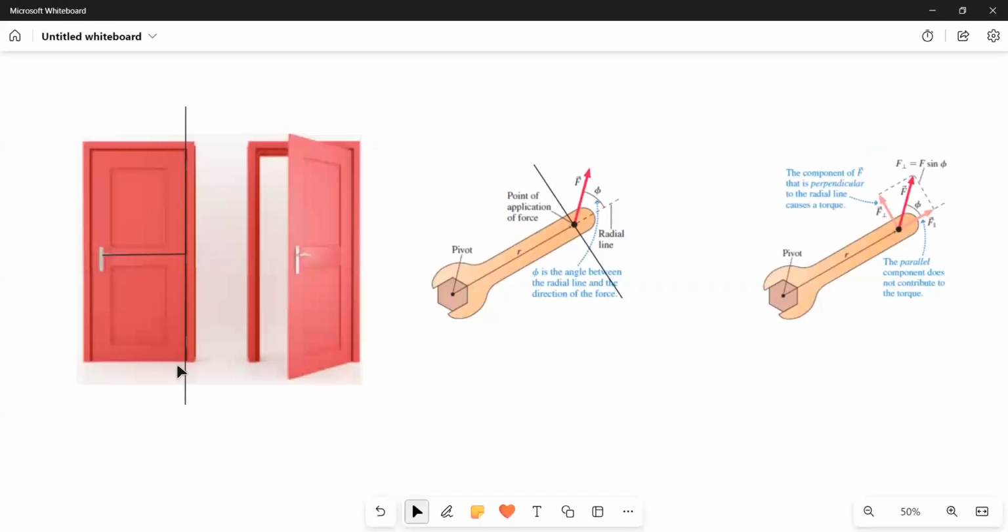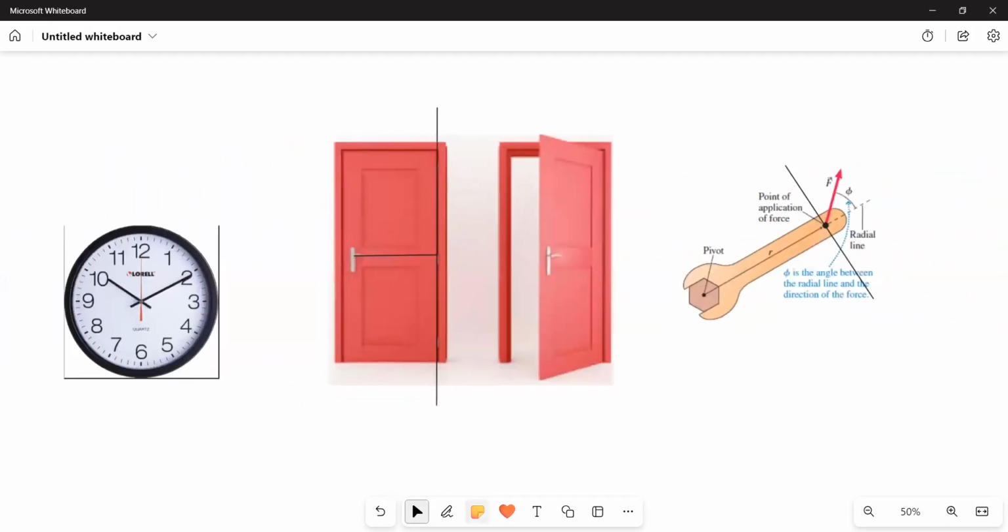So therefore, the hinges are the axis of rotation, and then we are applying the force at the handle. This is what happens when we open or close the door. While opening, the door makes a counterclockwise movement, and while closing, it moves in this direction. We know the clock moves in this direction, and this direction is called the clockwise movement.